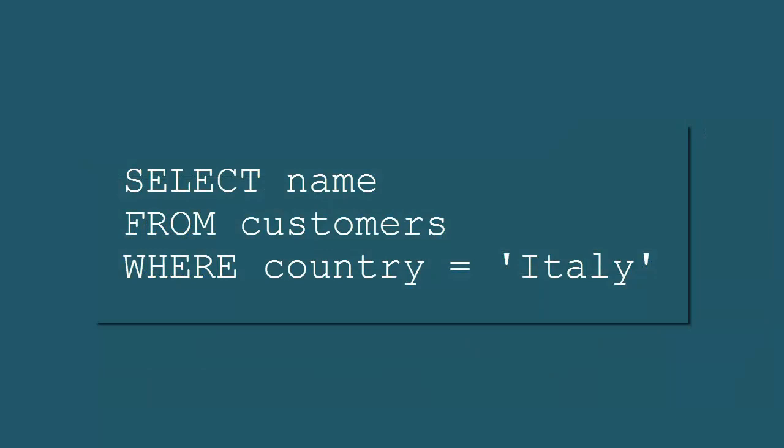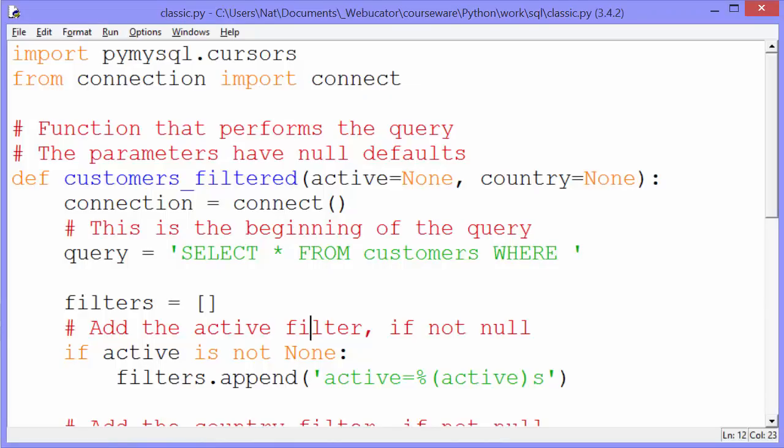The SQL statement that gives us those results looks like this. Select name from customers where country equals Italy. And here's the Python file. I'm using PyMySQL to connect to my MySQL database and to run the SQL queries. And then I have my connection string in a separate module called connection, in a connect function.